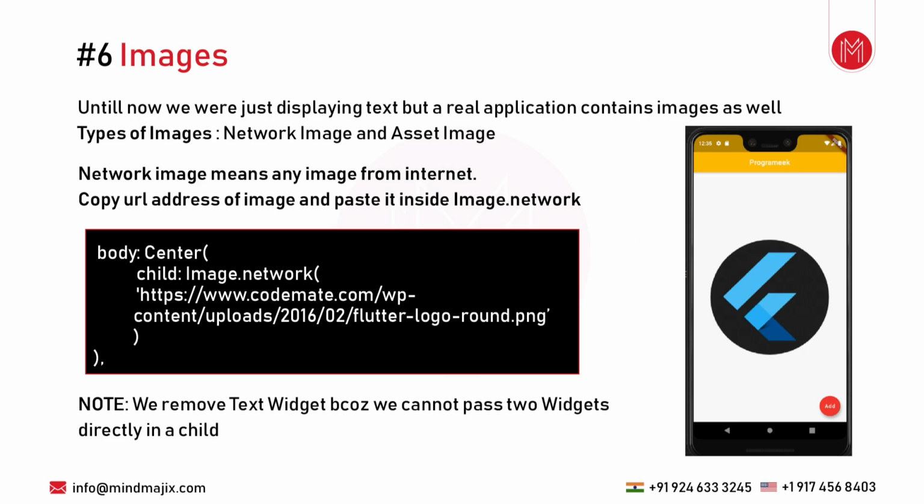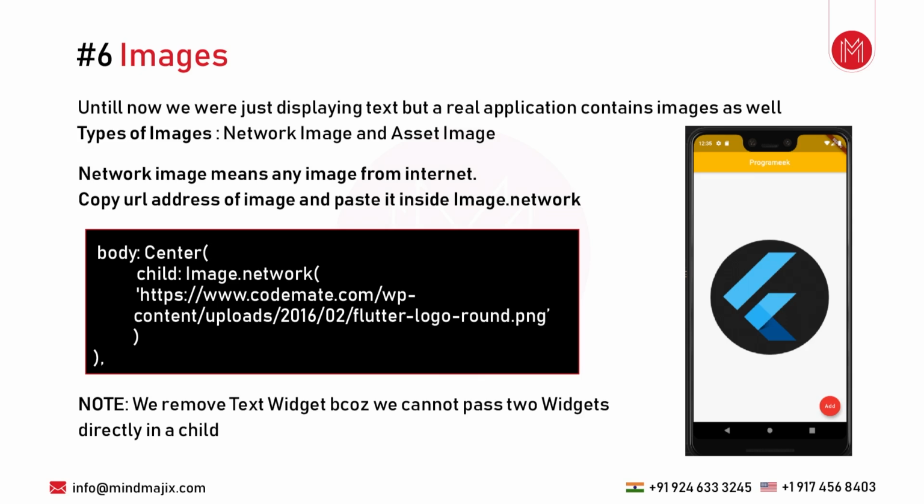How to display an image in our application. Until now, we were just displaying text, but a real application will definitely contain images. Now there are mostly two types of images: one is network image and the other is asset image. When we say network image, it means the image will come from the internet. That is, we are not hosting or storing that image in our Flutter code. So we must have a URL of that image in order to show it.